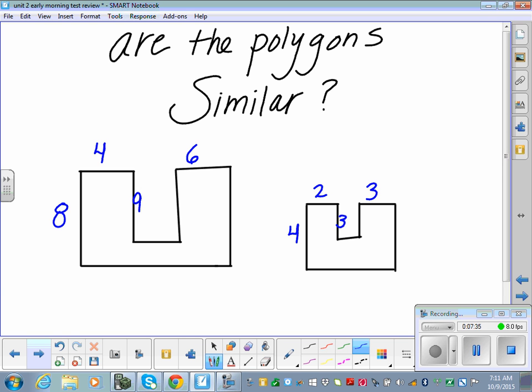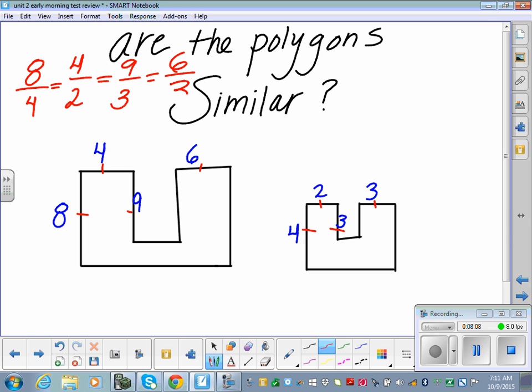On the test, you will see something like this. So 8 over 4, and I've got to stay consistent. Now notice I happen to just start over here on the right, so I've got to continue to start on the right. So 8 over 4 better be equal to, let's go up here, 4 over 2, and that better be equal to 9 over 3, and that better be equal to 6 over 3, right? Okay. And you would actually take your calculator, divide it.